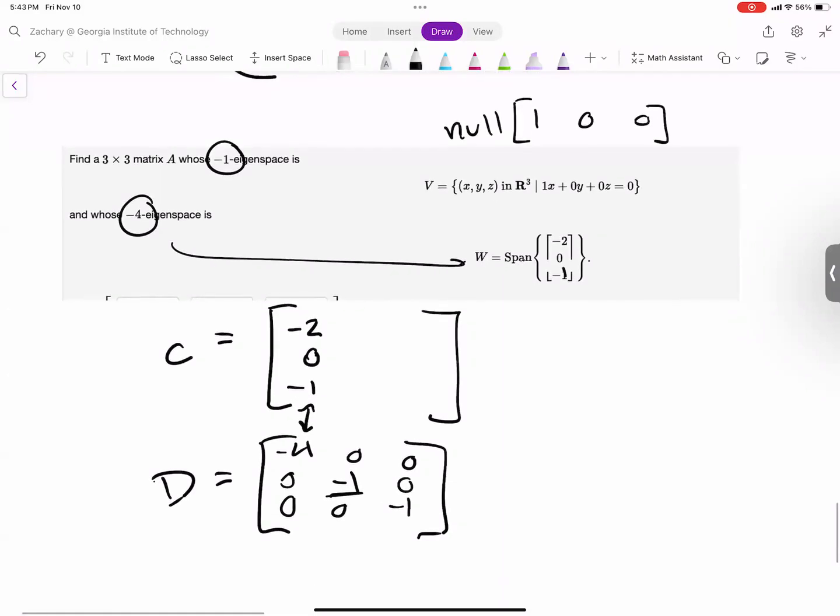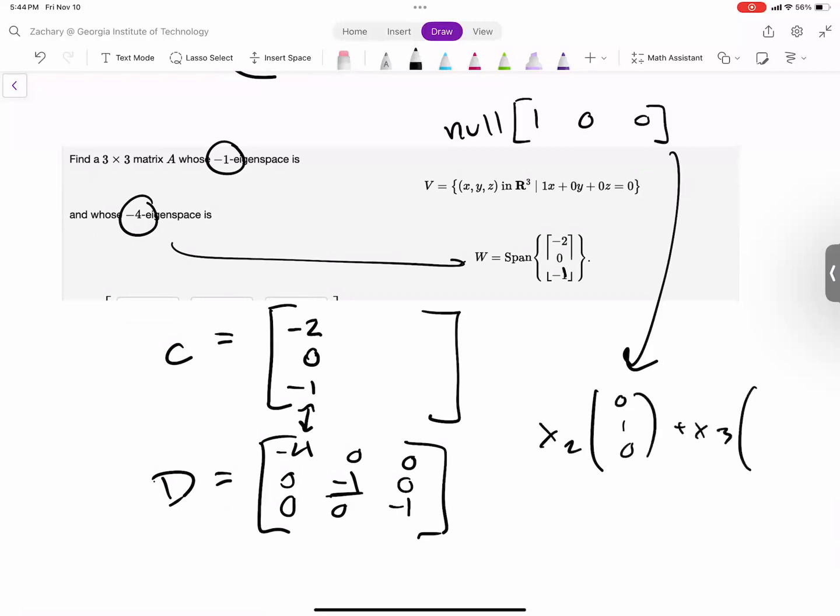So how do we find these vectors? Well, how do we find the basis of a null space? Parametric vector form, right? This one is particularly easier. We're going to get x2 times 0, 1, 0 plus x3 times 0, 0, 1.